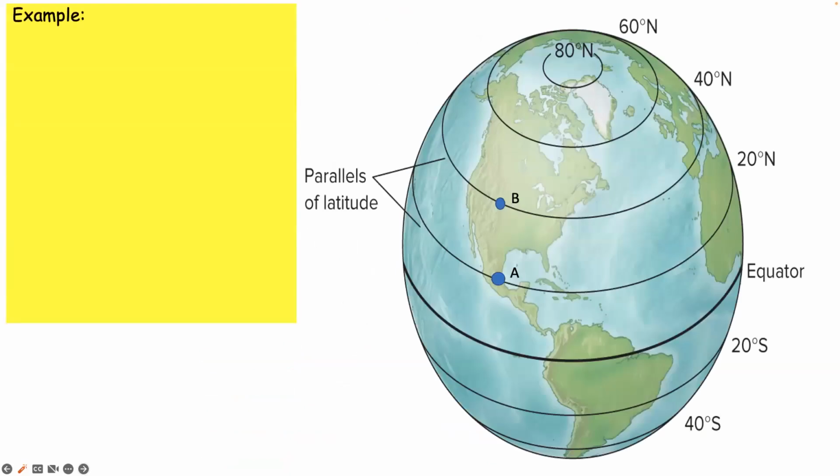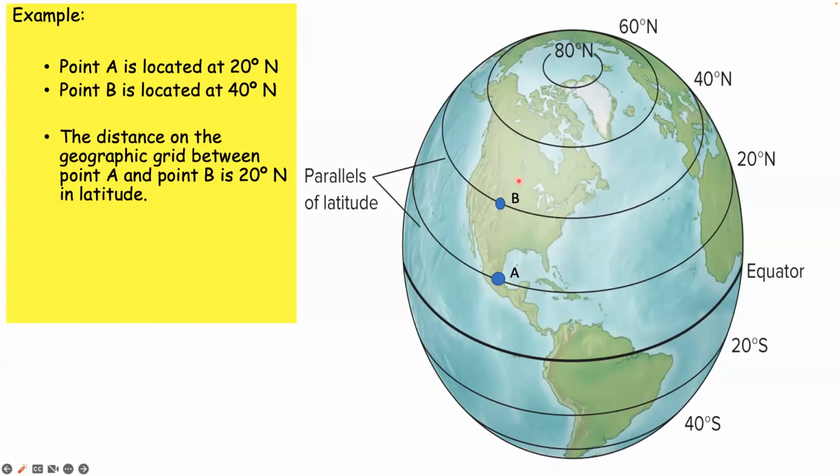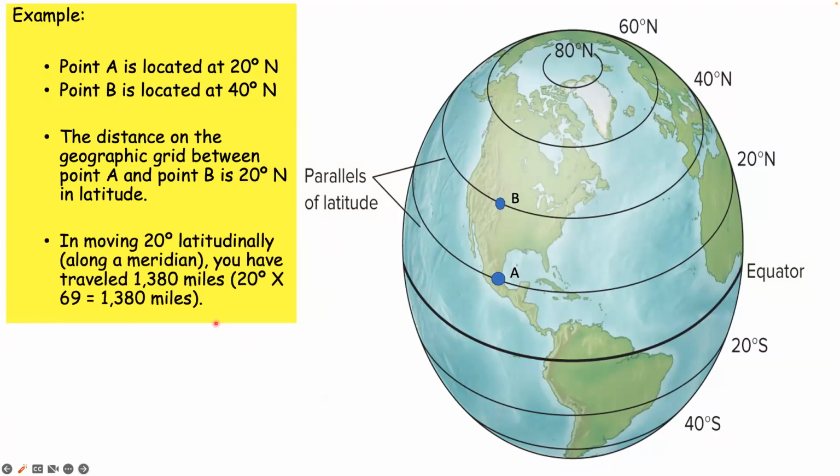For example, the north to south distance between 2 points on the globe, such as point A and point B, can be calculated if one assumes that every degree of latitude equals 69 miles. If the distance between these 2 points is 20 degrees in total, then you can multiply 20 by 69 to get the total distance in miles between those 2 points.